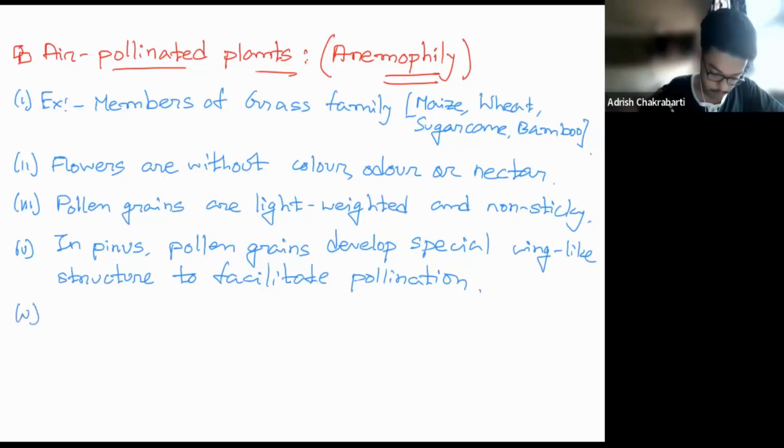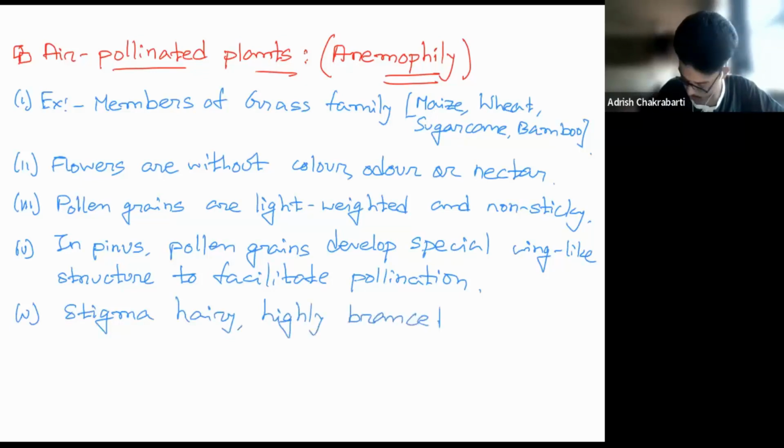The next is stigma is hairy and highly branched. Why is it so? So that it can catch more number of pollens. For example, consider this: if this is my stigma, it's constricted, right? Wind is flowing like this and they have a lot of pollens. Only this volume of air has a chance to be captured on this.